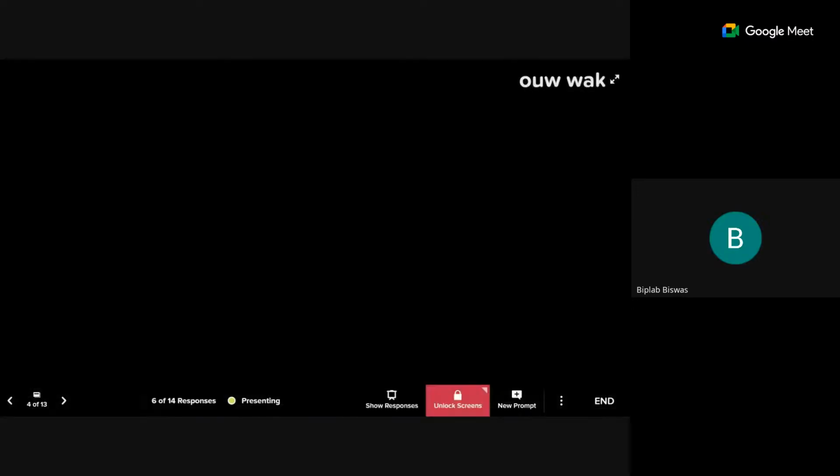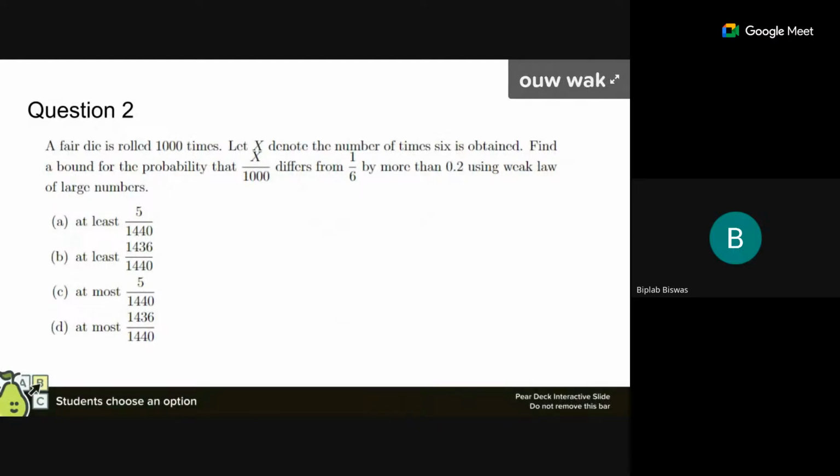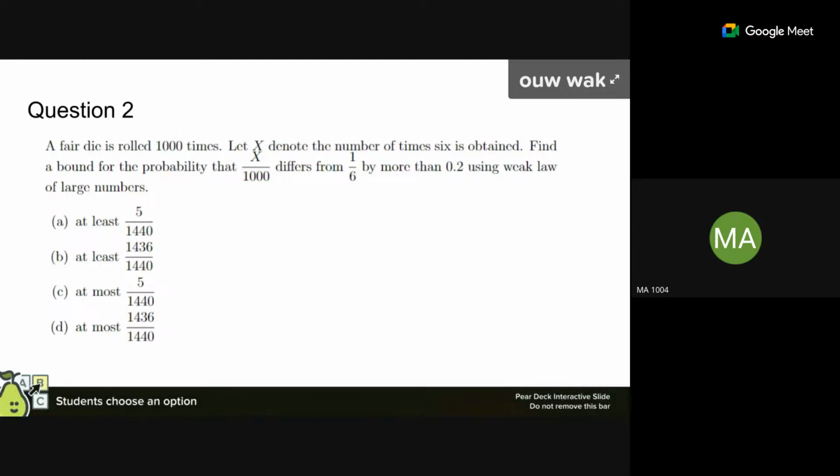Ma'am, it means that X bar minus mu should be more than 0.2. Yes, that is what more means, right? Ma'am, then when will it be at least? Okay, so if I ask you the same question: find the bound for the probability that X by 1000 differs from 1 by 6. Just let me write it there.